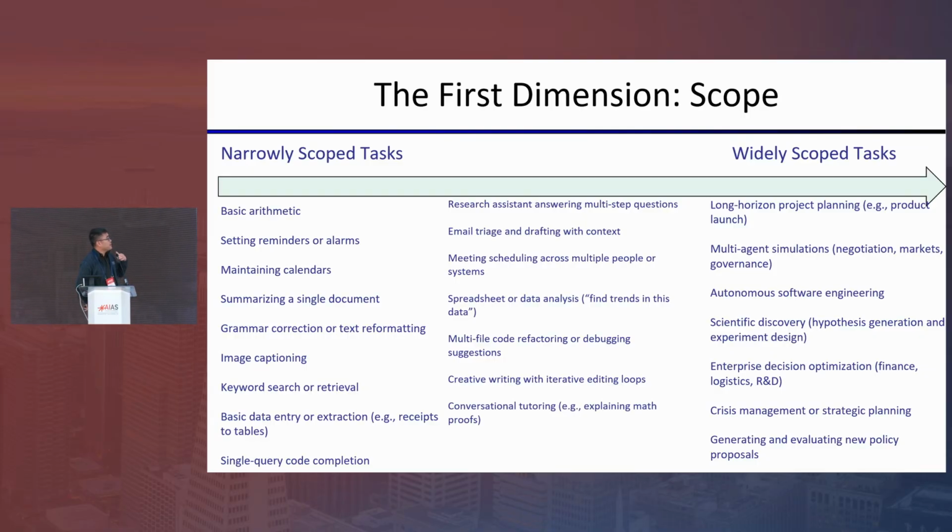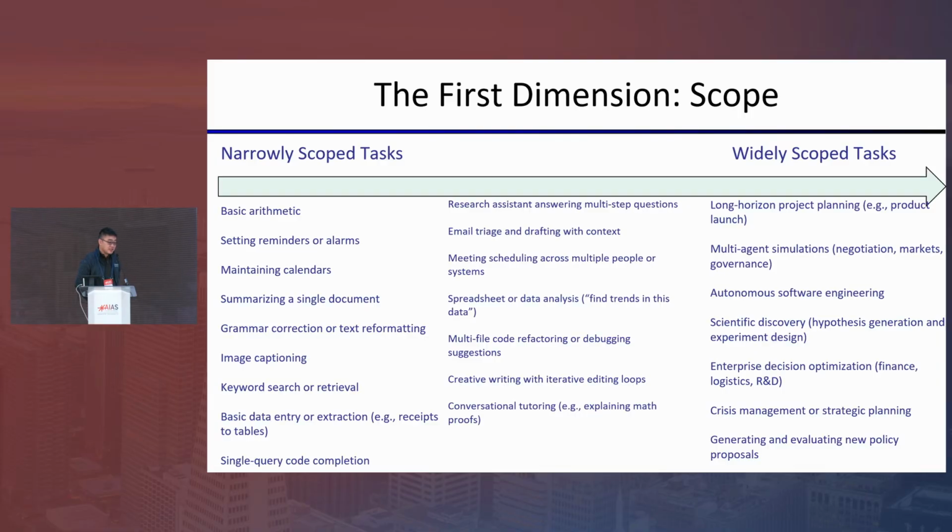There are also more ambitious, widely scoped tasks. For example, as a startup, you want to launch a product. How do you conduct long-range project planning? You are in a very complex business negotiation. You need to understand markets. You need to understand governance. In terms of software engineering, you are no longer satisfied with completing one file in your code repo. You are considering autonomous software engineering.